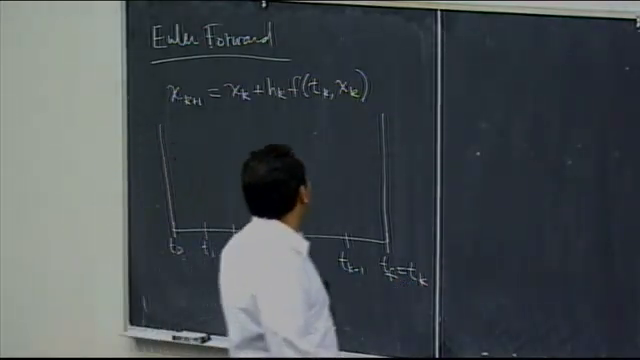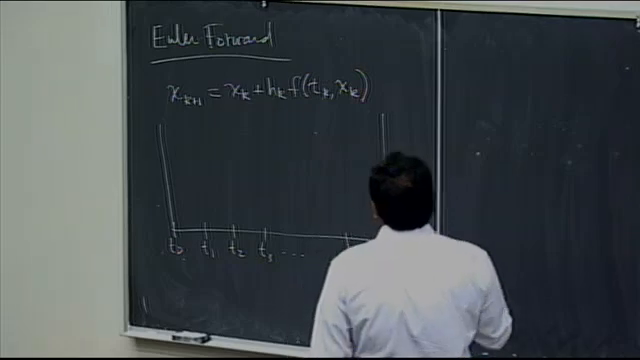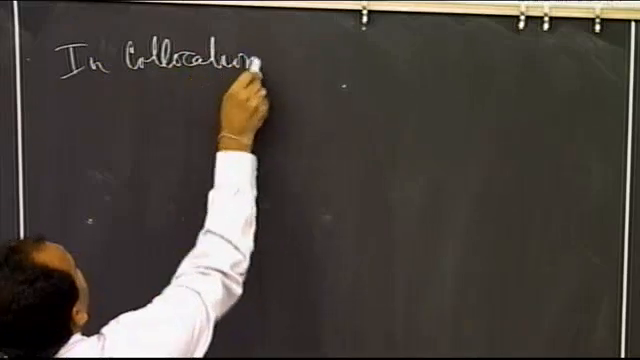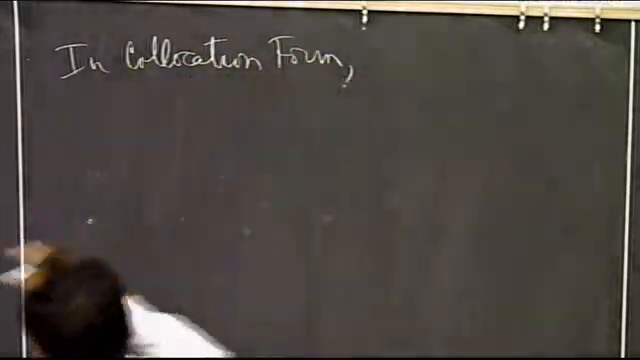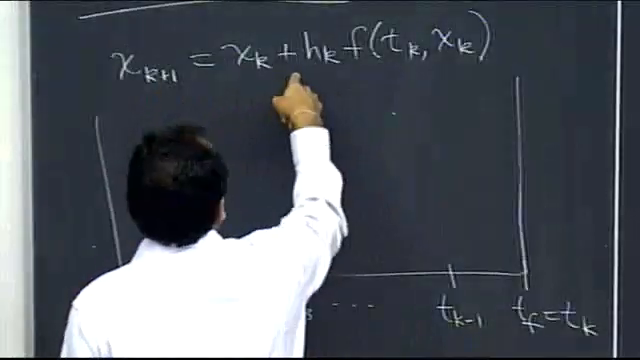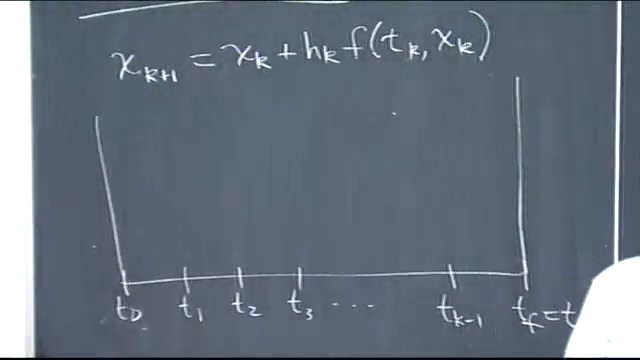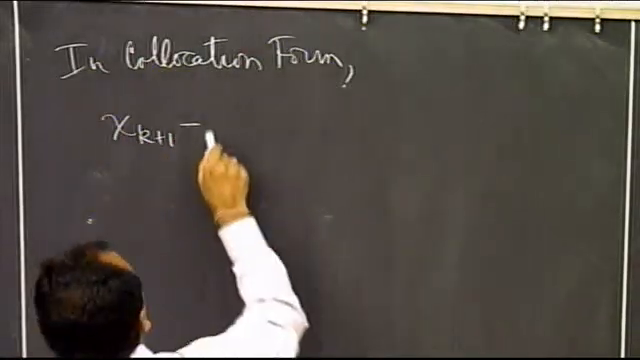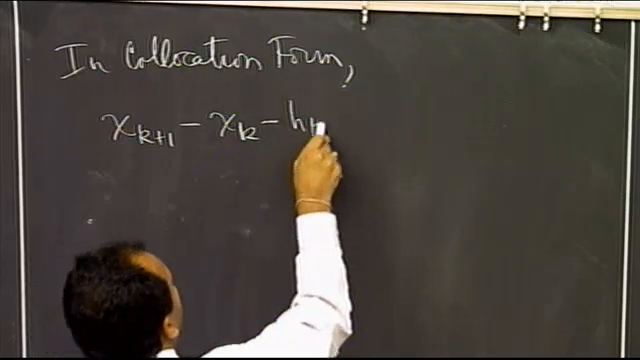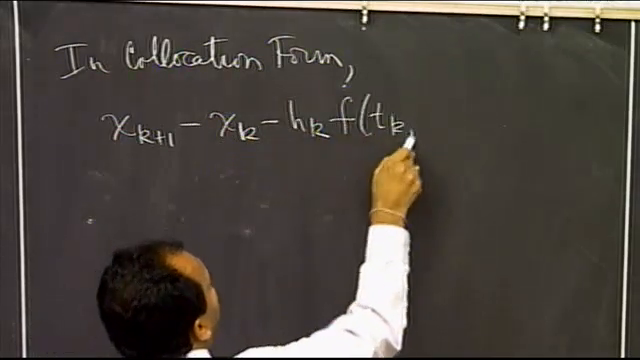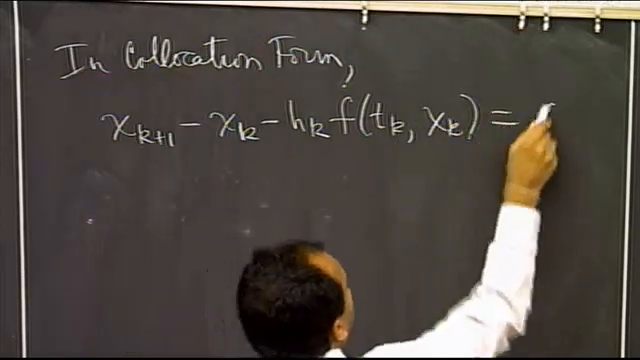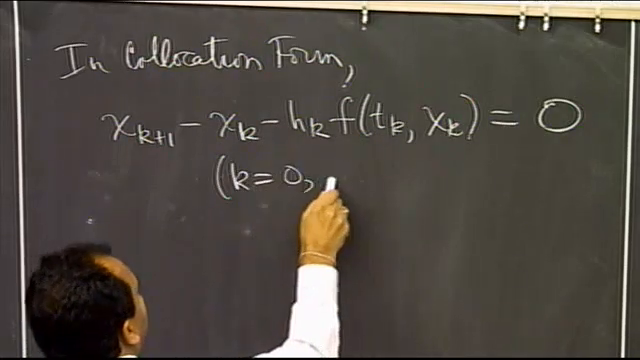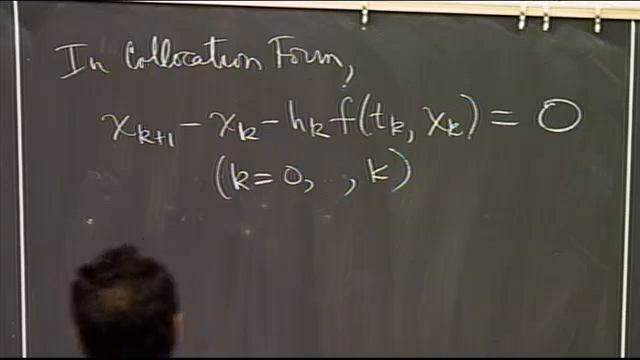When you write the collocation equations, in collocation form, the way I've written it over there is time marching form. I get the k plus first value by applying everything here. But if you write it in collocation form, you've got x_{k+1} - x_k - h_k f(t_k, x_k) = 0, and we do this for k going from 0 up to capital K.